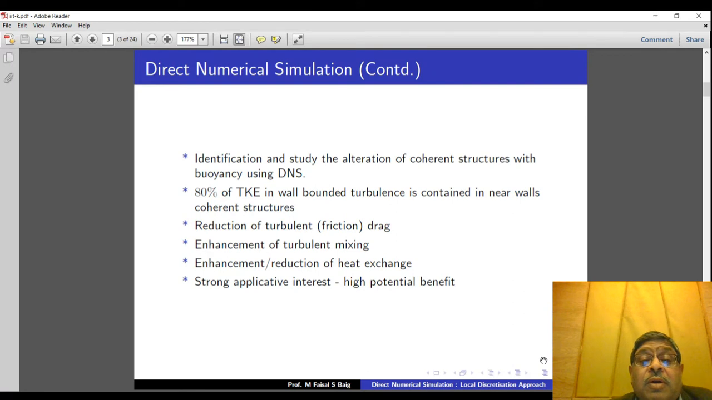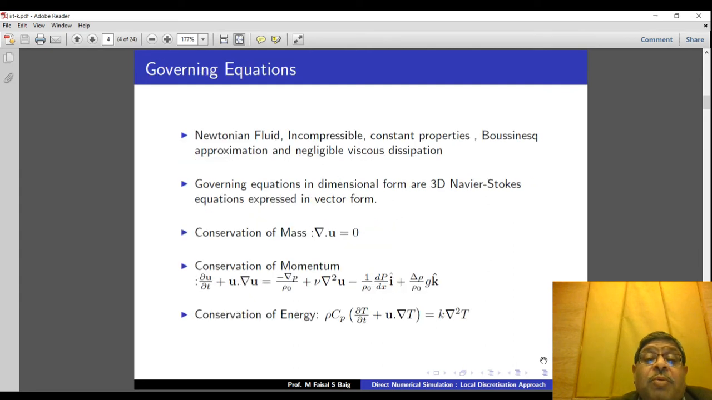80% of the turbulent kinetic energy resides in wall-bounded turbulence. It is contained in these near-wall coherent structures, and primarily we intend to reduce this turbulent kinetic energy in order to bring about skin friction drag reduction, or we want to do enhancement of turbulent mixing, or we want to do reduction of heat exchange. So it has strong applicative interest and very high potential benefits.